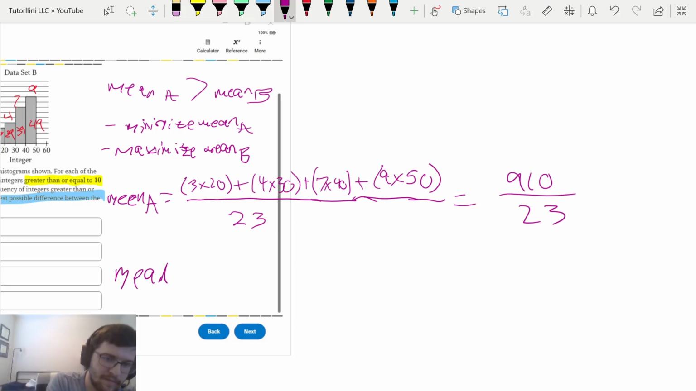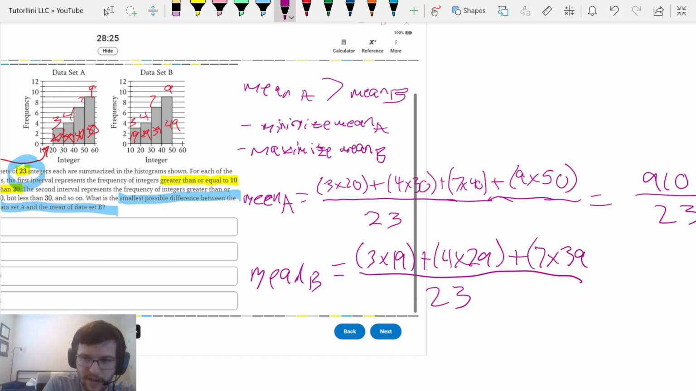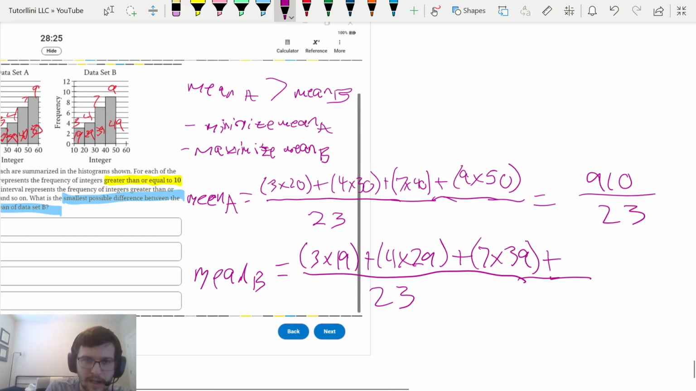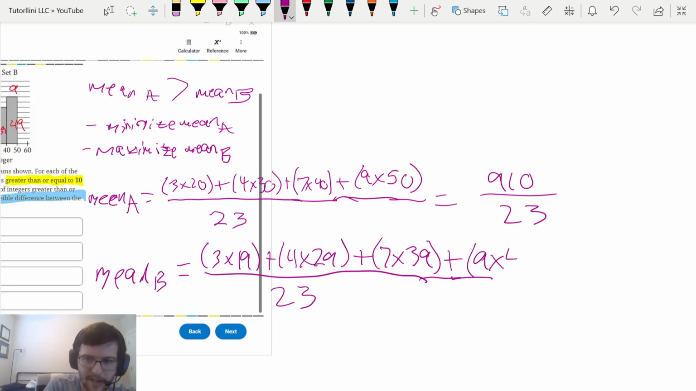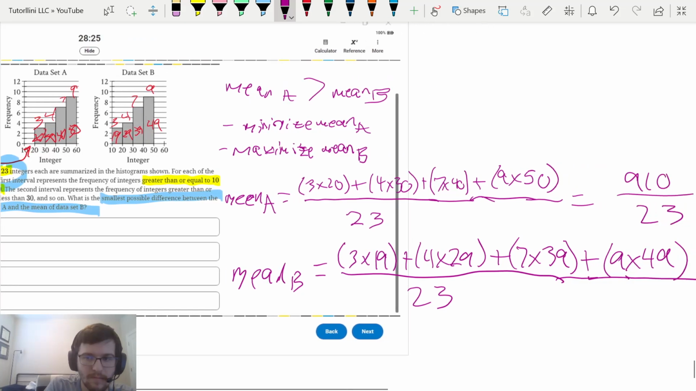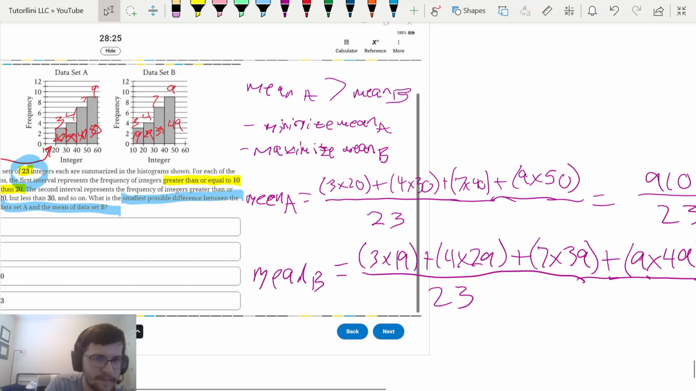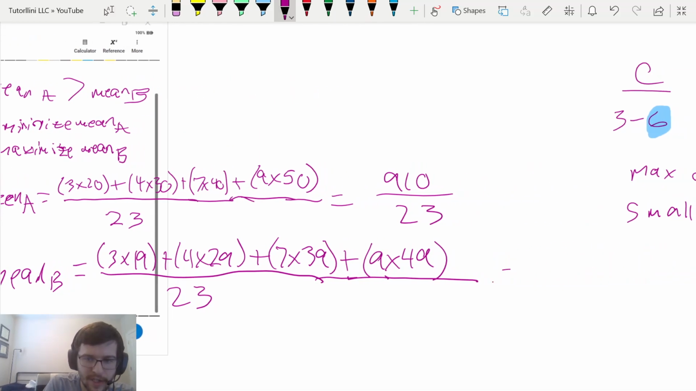Now we're going to do the same thing for mean B. So we divide by the total number, right? That's how you find mean, which is 23. And then 3 times 19 plus 4 times 29 plus 7 times 39 plus 9 times 49. So we're going to do that on the calculator now. Hopefully I wrote that all out correctly. You guys can correct me if I'm wrong. And you should get 887 over 23.